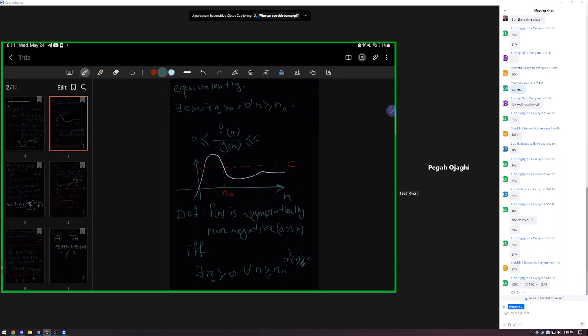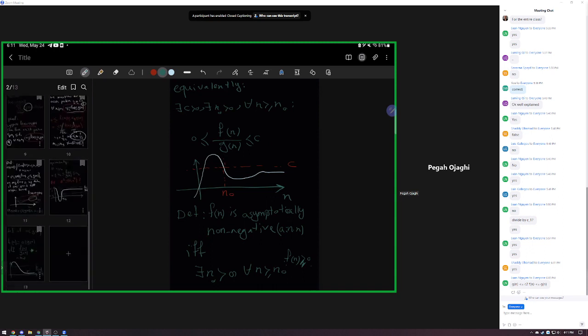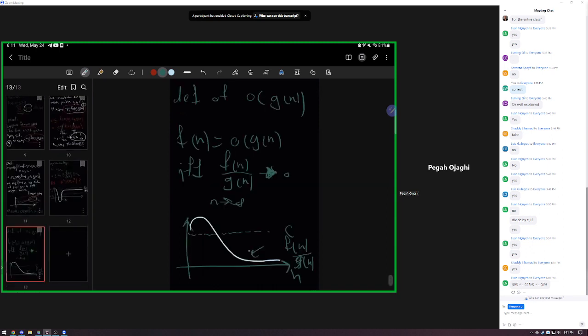For small o notation, still it's going to be less than c, but when n goes to infinity, this goes to 0. Although it's smaller than c, eventually when n goes to infinity, it becomes 0. Does it make sense? Is it clear?